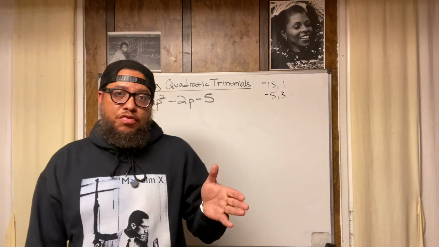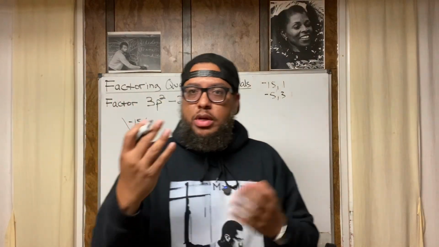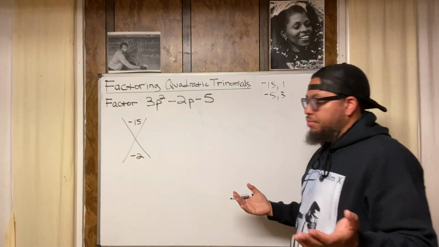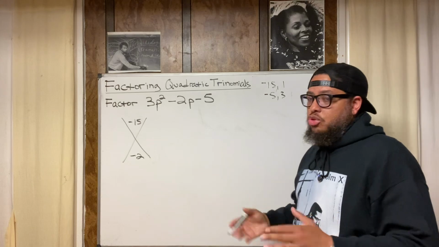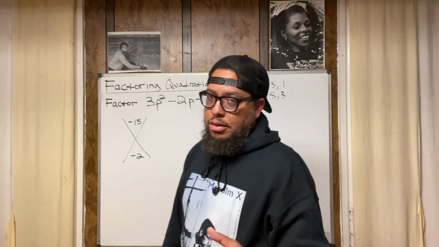We could also say +15 and -1. We could also say +5 and -3. All right, those are the 4 number pairs that are going to make -15, right? It ain't nothing else. Because you got to understand what a factor is. Make sure you know what a factor is, right?